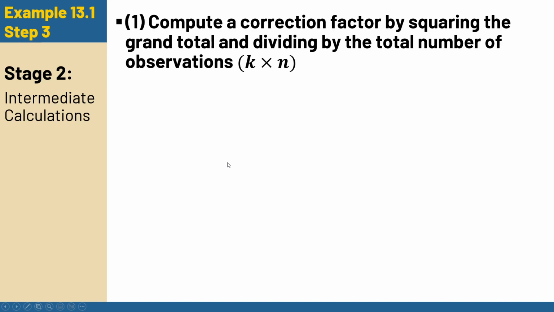Okay, so now we're going to do some intermediate calculations, pretty similar to last week. There are some differences, but the underlying premise is the same in terms of the basic flow of what we're doing. So first, compute a correction factor by squaring the grand total and dividing by the total number of observations. The key thing here is to pay attention to this notation. We are referring to the square of the grand total, not the sum of squares. A very minor difference that will have profound impacts on the results that you calculate. I've seen it happen several times, so I want to be clear. Just pay attention to that notation on the first step of stage 2.